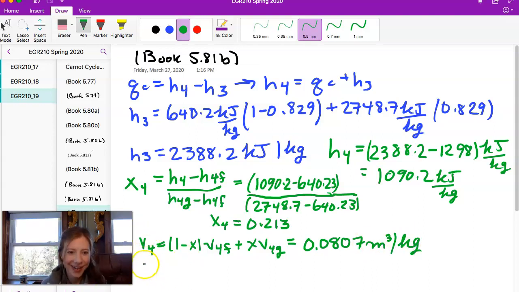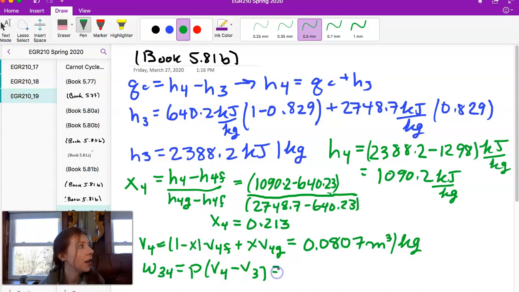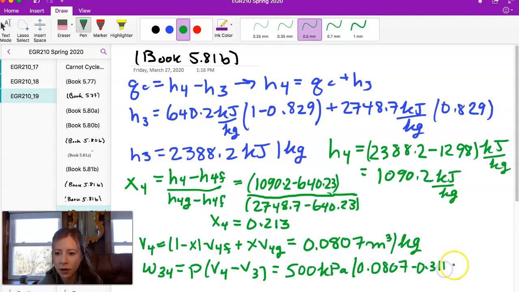And then lastly, we can get our work. Whew. So W34 is going to equal P delta V. Since n is 0, this is a constant pressure process, which is going to be equal to 500, because we were at 5 bar, kilopascals, times 0.0807 minus 0.311 meters cubed per kilogram. And so W34 is equal to minus 115.15 kilojoules per kilogram.